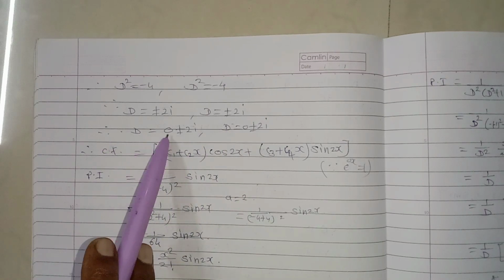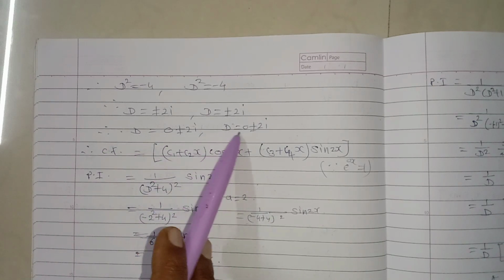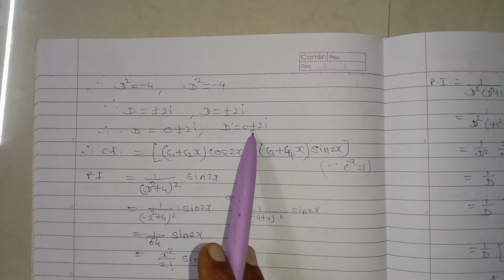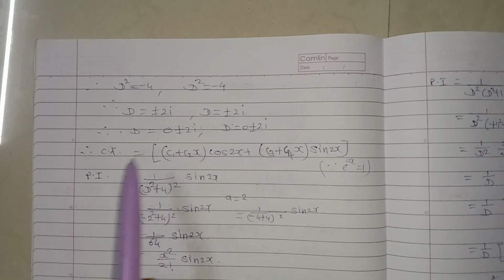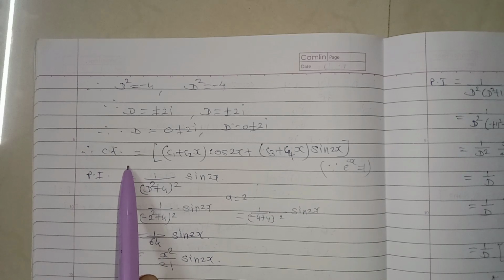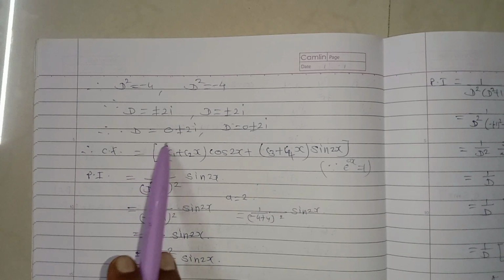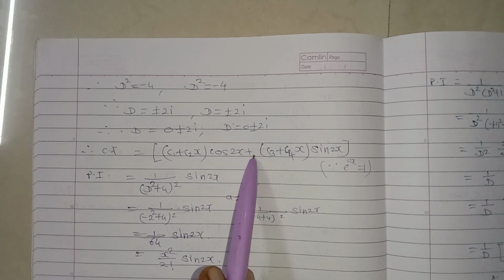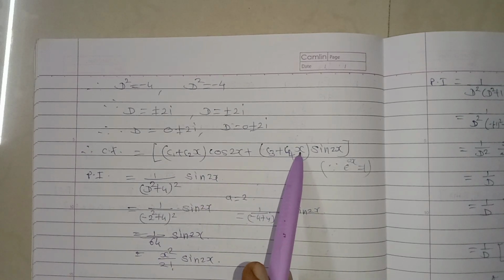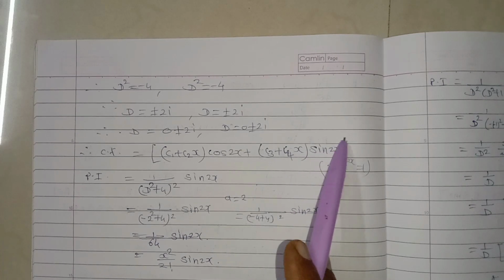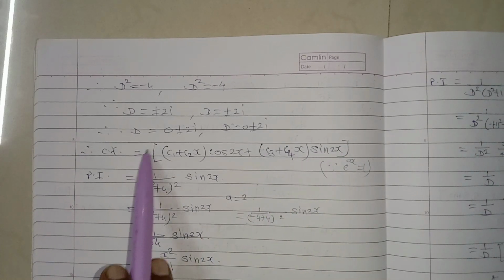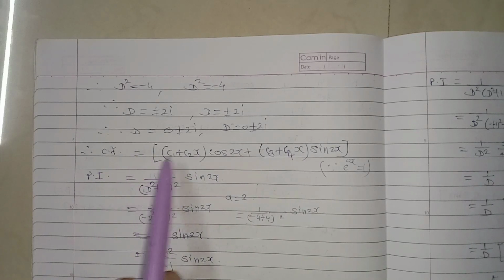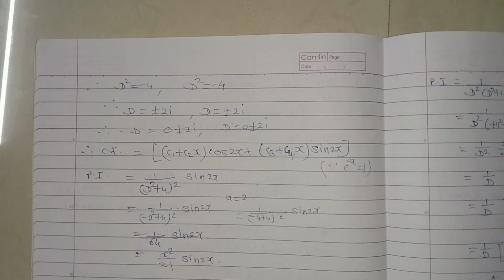That means d equal to 0 plus minus 2i. That means complex roots are repeated. So we get complementary function as e raised to 0x into ((c1 plus c2x) cos of 2x plus (c3 plus c4x) sin of 2x). Here e raised to 0x means 1. So complementary function is only this bracket.